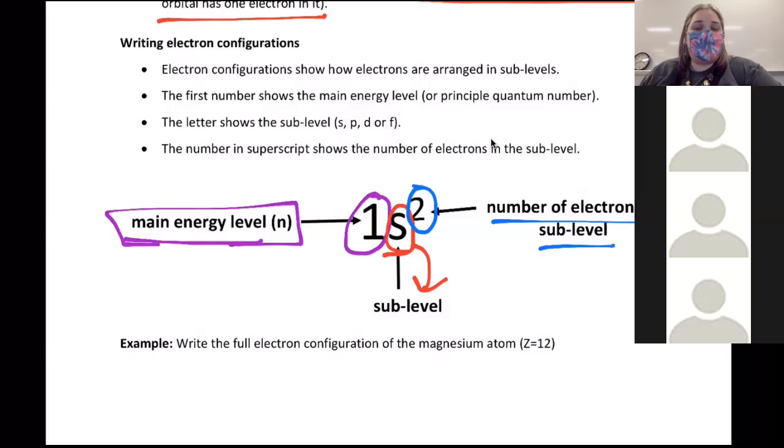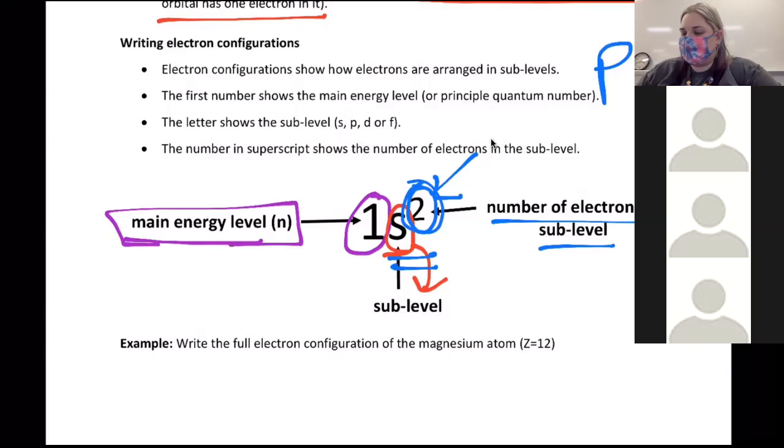So the reason it's important we know how many each sublevel can hold is because these numbers can only go to certain amounts. Every time I have an S sublevel, this number can't be higher than 2. It's either a 1 or a 2, because it's either got 1 electron or 2 and then it's full, and I have to go to the next sublevel. For a P sublevel, the highest it can be is 6. So it could be a 1, 2, 3, 4, 5, or 6, depending on if the P is full or not.